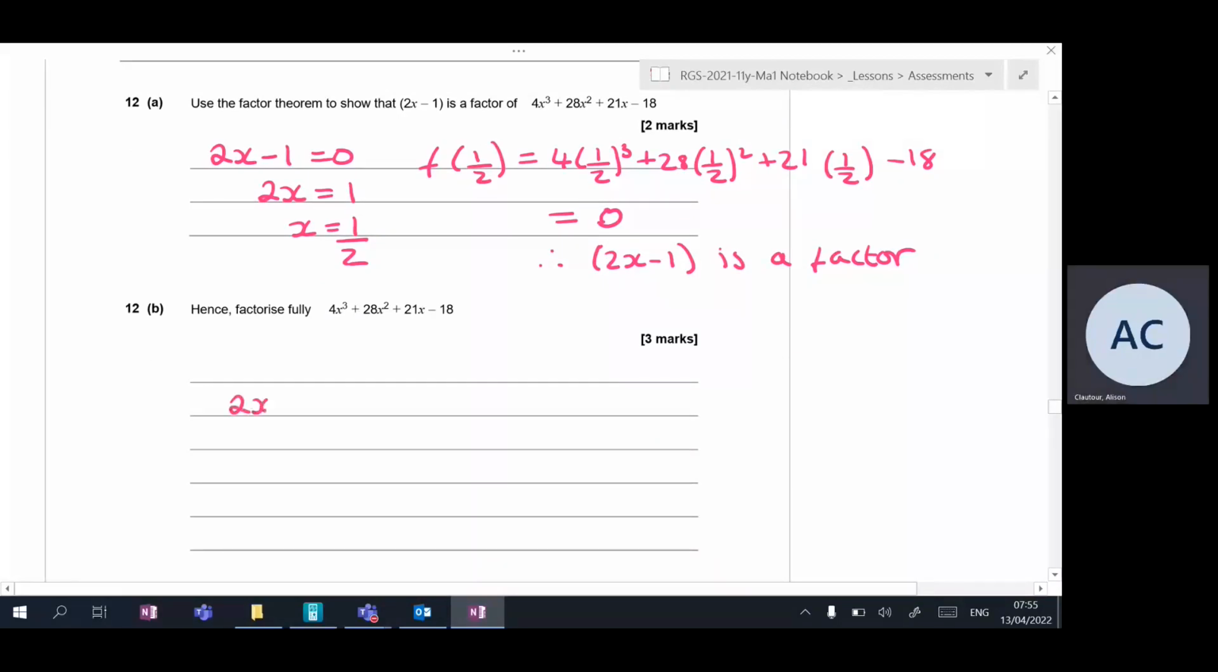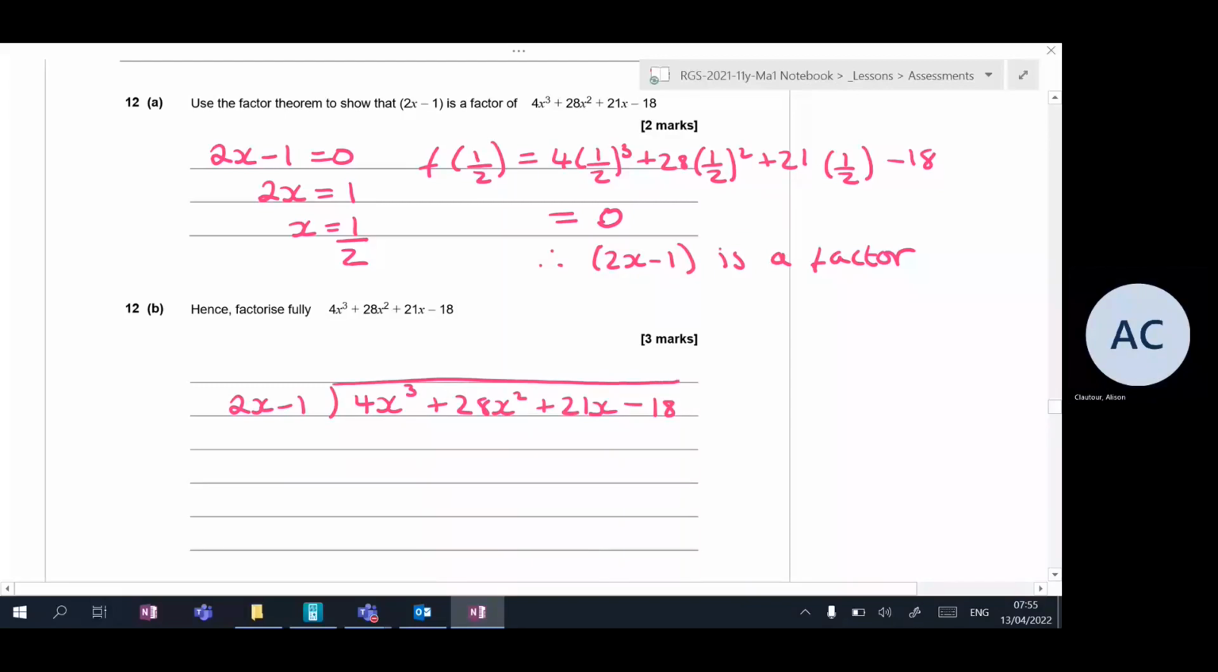So because this is a factor, I know I can divide by it. So I'm going to do some algebraic long division. So when you're doing long division, we just look at the first term to start with, so 2x. So how many times does 2x go into 4x cubed? Or in other words, what do I have to multiply 2x by to get 4x cubed? So 2 times 2 gives me the 4, and x to the 1 times x squared gives me x cubed.